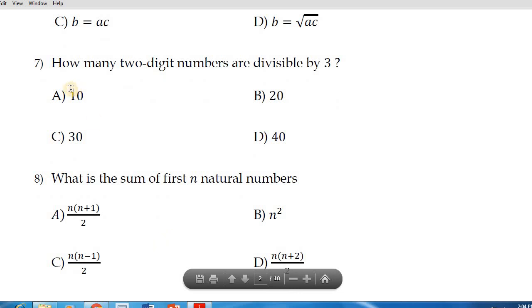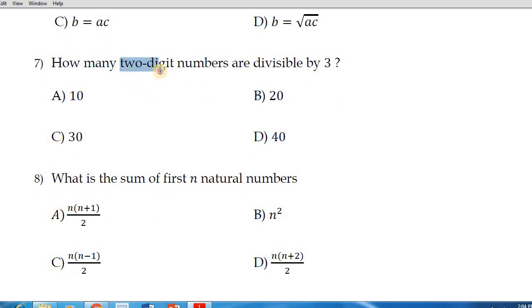Next let us find another one. How many 2-digit numbers are divisible by 3? Very simple question, children. So we have to find how many 2-digit numbers are divisible by 3. For this, first you want to write the AP. Which is the smallest 2-digit number divisible by 3? That is 12. After 12, 15 and so on. Which is the greatest 2-digit number divisible by 3? That is 99. So now you got the AP.